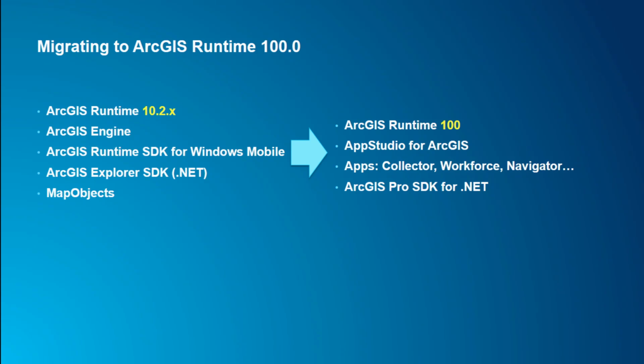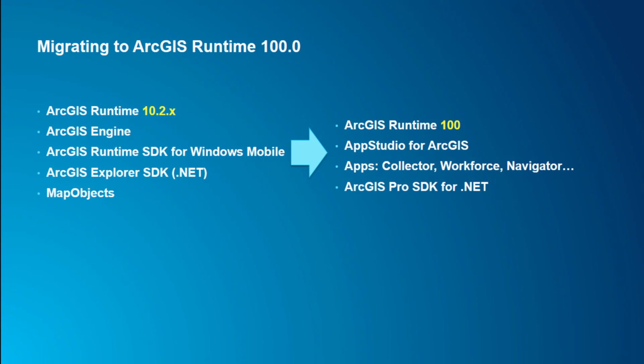The ArcGIS Runtime 100 was the result of a major API redesign and engineering effort to really build the ArcGIS Runtime on top of a common core, a common foundation for our functionality. So the bulk of the session today will be all about migrating from Engine and from ArcGIS Runtime 10.2x. There may be other SDKs that you used as well.